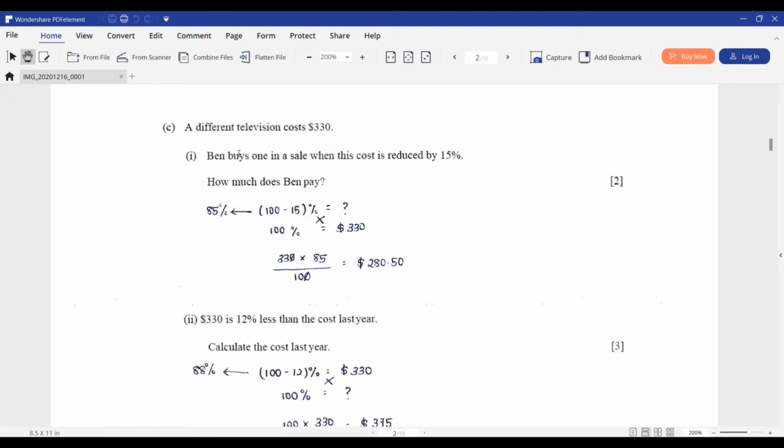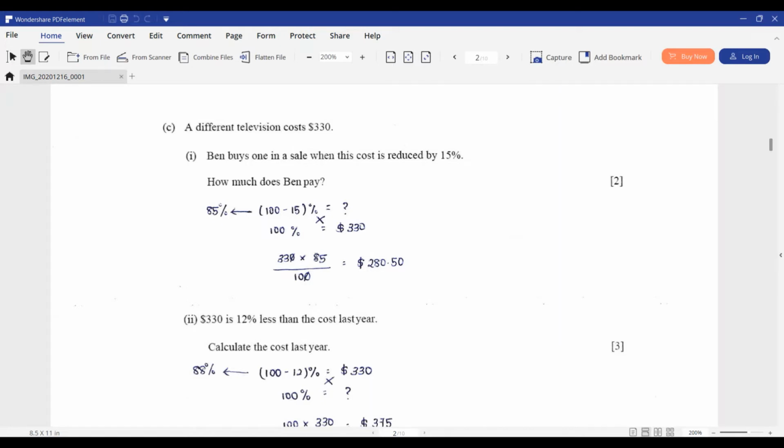A different television costs $330. Ben buys one in a sale when this cost is reduced by 15%. How much does Ben pay? So if the original cost is 100% and that is equal to $330, what is 100 minus 15%? So what is 85% of the cost? So we're going to cross multiply. So 330 multiplied by 85 over 100.